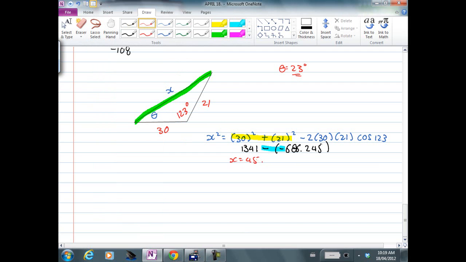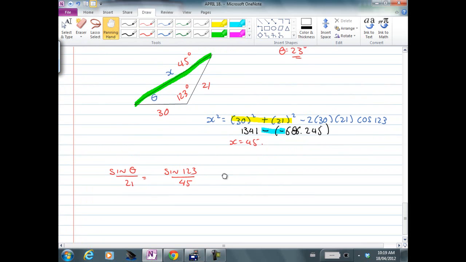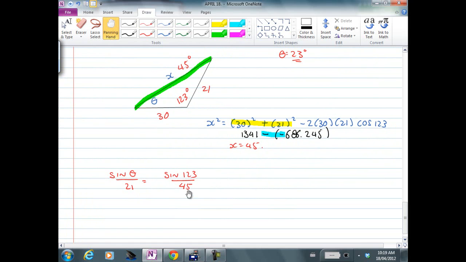That's the side. Once you have your missing side, we can go ahead and use the sine law because it's the easiest way to do. So we go sine theta over 21 equals sine 123 over 45, and then go ahead and solve it. Could you use the Cos Law to find it as well? Yeah, you could. It works also. It's just more work.